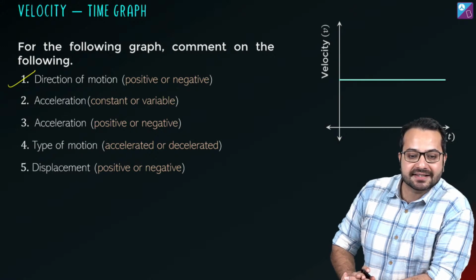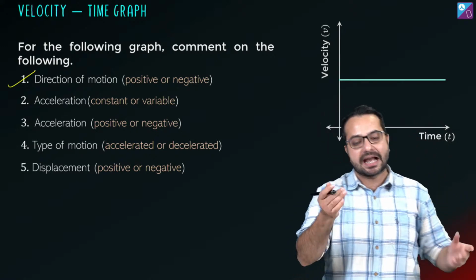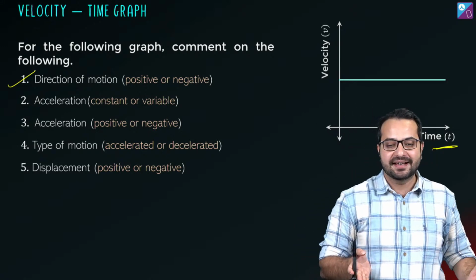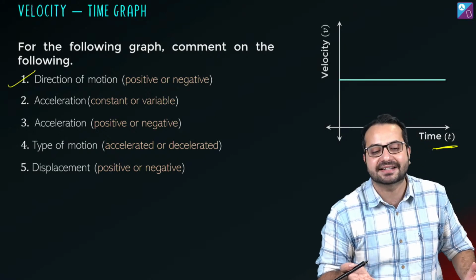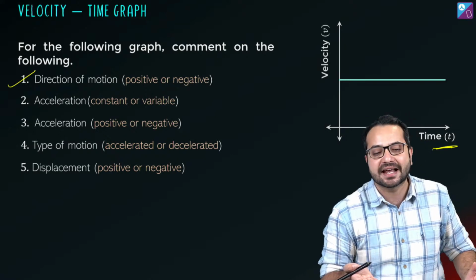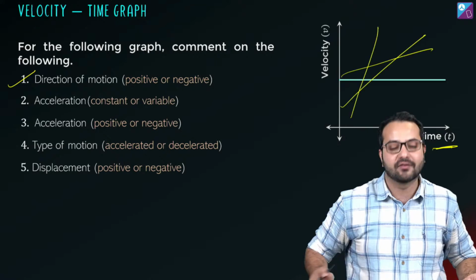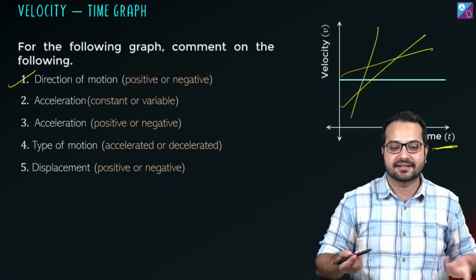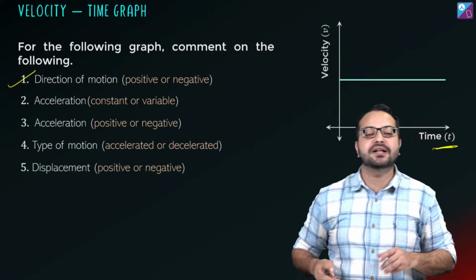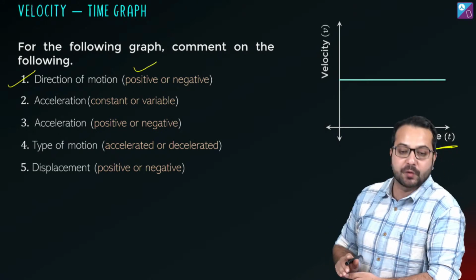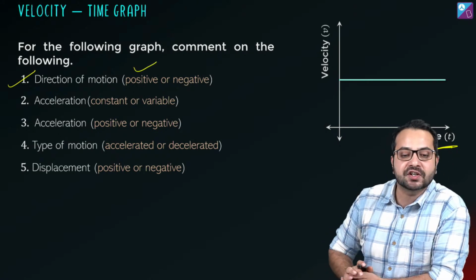Positive velocity as it is above the t-axis. हाँ, ये हुई ना बात. Simple सी बात है. If this is above the t-axis, velocity is positive. इसको कहीं भी बनाओ, it is always above the t-axis. So if it is above the t-axis, the velocity is positive, which means that the direction of motion is going to be positive. अब मेरे को acceleration के बारे में बताओ.